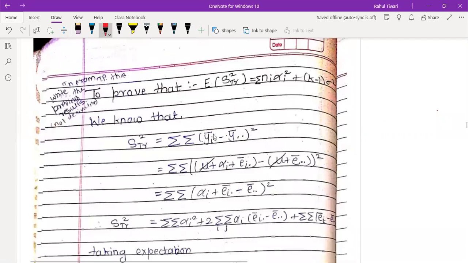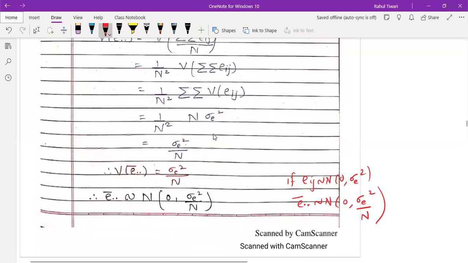Now we have to show the second result. We have to show that the expected value of SST, that is the sum of squares due to treatment, is nothing but this term. That means we are finding the expected value of the sum of squares due to treatment. In that scenario, we require these two results, the mean and variance. That's why we have just computed that quantity.